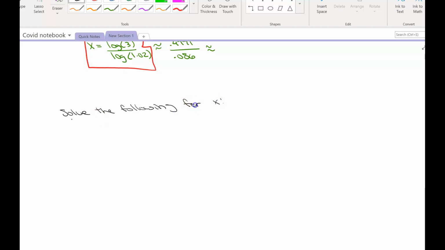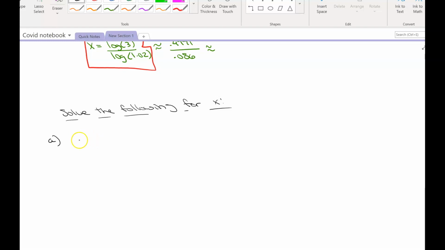Okay, let's see. All right, the first one. Let's do exponential equations, right? Exponential equations. You want to go big or go home? Let's just go medium or go home first, okay? Let's just take care of that.